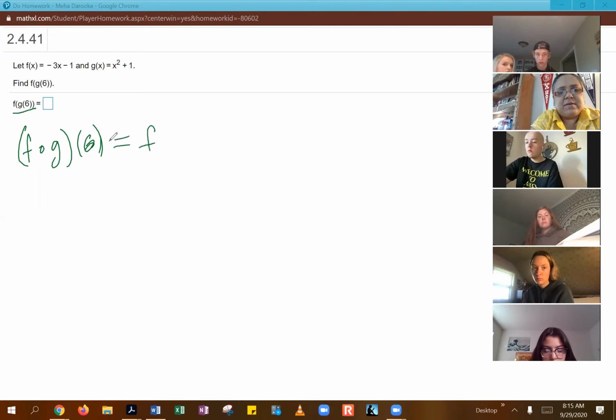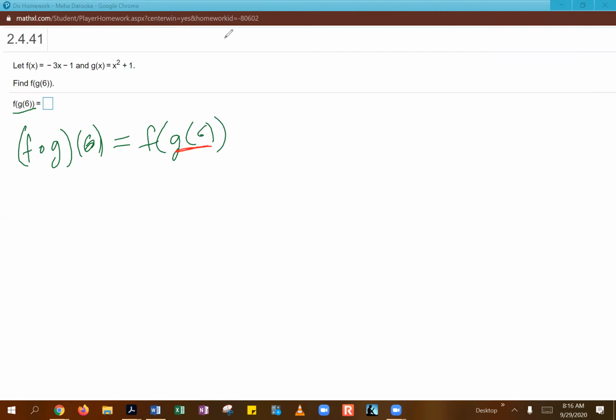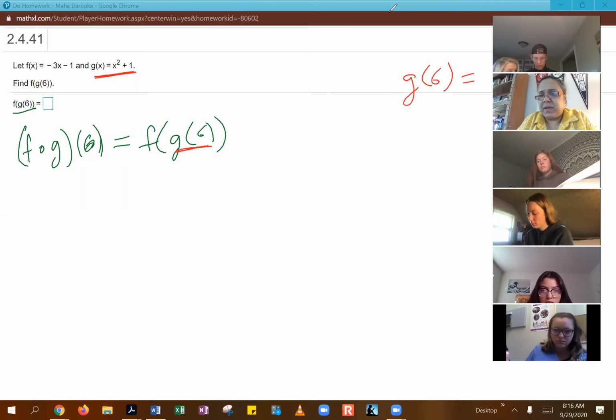So f on the outside, g of 6 on the inside. So first, we are going to simplify g of 6. So let's do that here on the side. G of 6, that of course means you are going to the g function and you're replacing your x value with number 6. So what do you think that answer will come out to be for the g of 6?